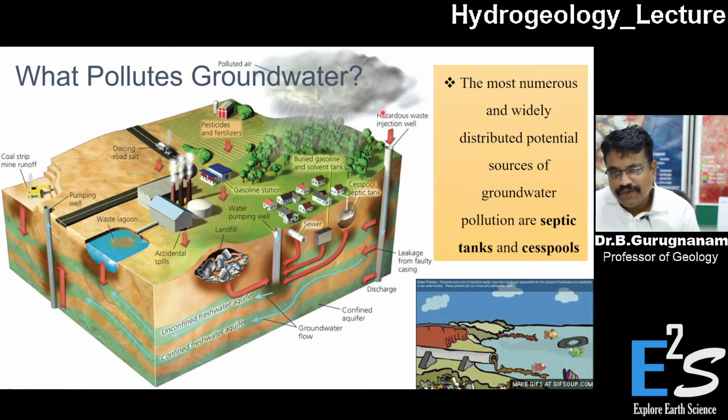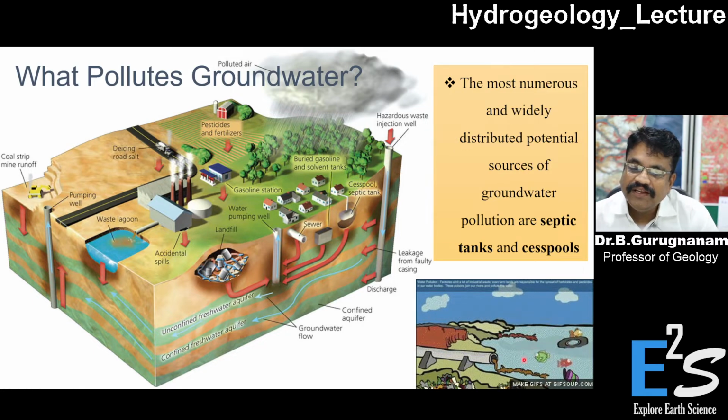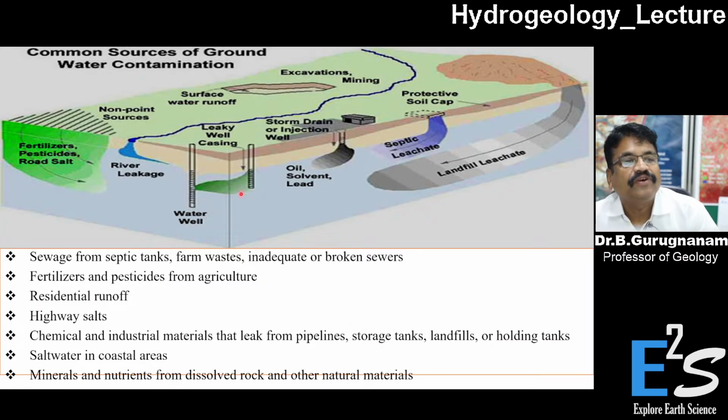The most numerous and widely distributed potential sources of groundwater pollution are septic tanks and cesspools. And look at this animated drawing: because of this pollution, all the animals living in the sea get disturbed because of this polluted water injected into any system of water.